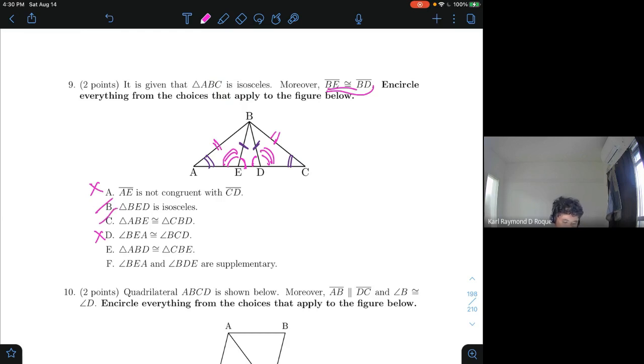Triangle ABD is congruent to triangle CBE. Yes, congruent by SAA naman. Triangle BEA and angle BEA, angle BDE are supplementary. Yes. Tama yan. Kasi ito, tsaka ito. Okay, next.